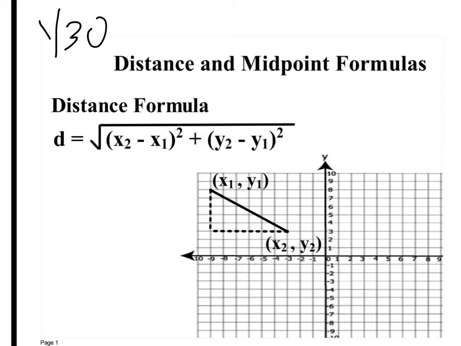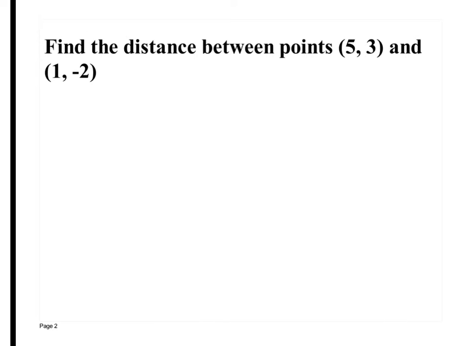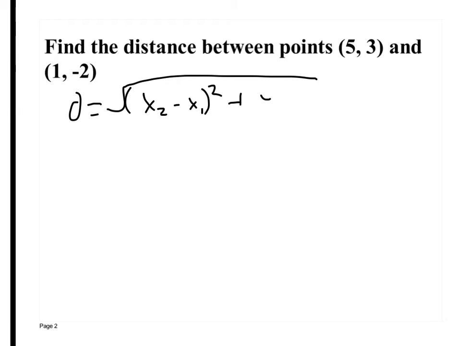Which we're saying this is x1, y1, and this is x2, y2. Any questions? Alright, write that down. This was find the distance between 5, 3 and 1, negative 2. So write your formula. Distance is equal to the square root of x2 minus x1 squared plus y2 minus y1 squared. And then just plug in your numbers.